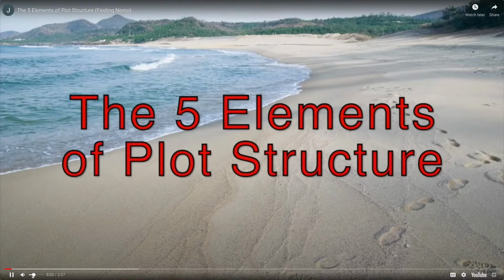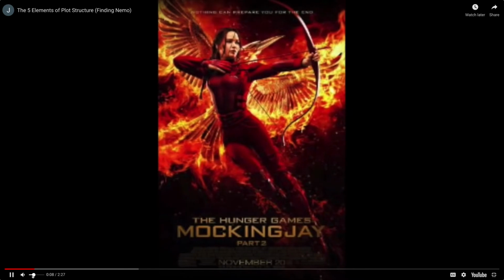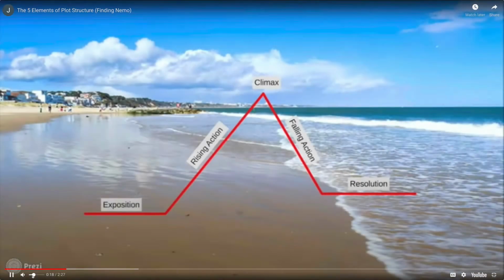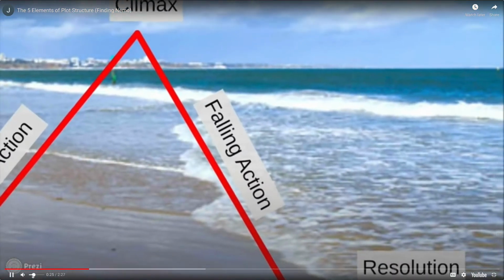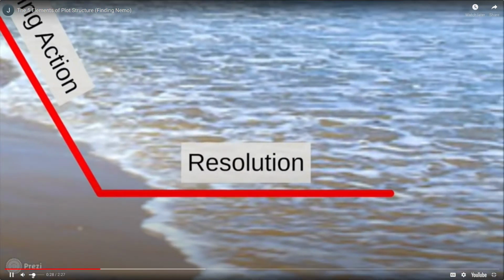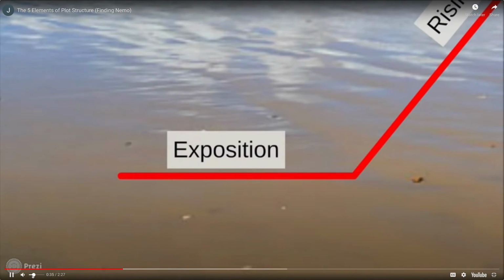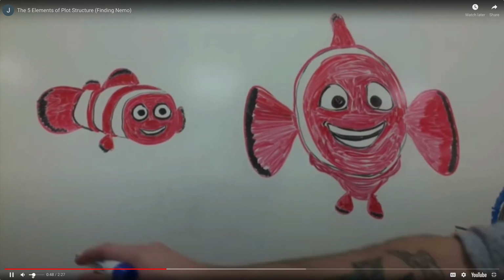The 5 elements of plot structure. Did you know all of your favorite movies, and even your least favorite ones, have plot structure, which includes 5 simple elements? That plot structure probably looked a lot like this. The 5 elements in that plot structure are exposition, rising action, climax, falling action, and resolution. Pretty easy to remember, right? Don't worry, we'll explain it all to you. We're going to start with the exposition. Exposition is typically at the beginning of a story and tells the audience who the key characters are and where the story is set. In the classic animated movie Finding Nemo, the exposition introduces Marlin and Nemo, 2 clownfish who live in a sea anemone in the ocean.